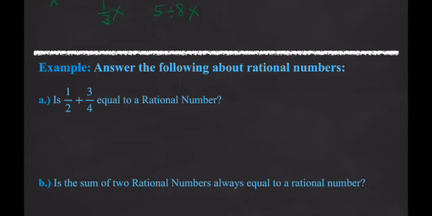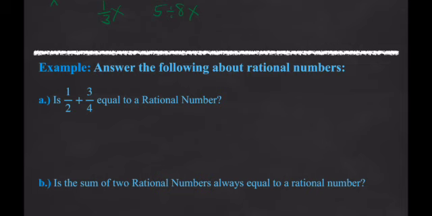Let's look at this. This could be an example of closure as well. We have a ratio. Both of those are integers. It is a ratio of 2 integers. It's rational. This is also a rational number. 1/2, 3/4, these are rational. Is this equal to a rational number? Well, based off of what I just said, yes, it would be. However, let me show you.